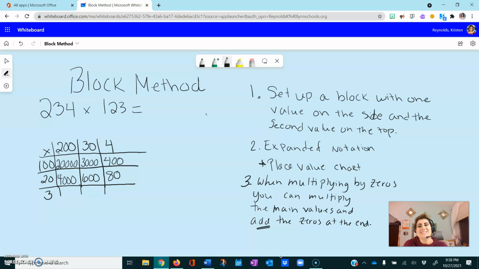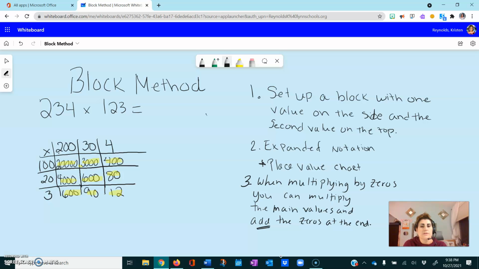So 3 times 200. 3 times 2 is 6. But I have 2 zeros here, so I add 2 zeros. 3 times 30. 3 times 3 is 9, plus the 0. And 4 times 3 is 12. Okay. So now I filled in all my boxes. So now what I'm going to do is I am going to take all of these values that I have just found, okay, and I'm going to add them together.